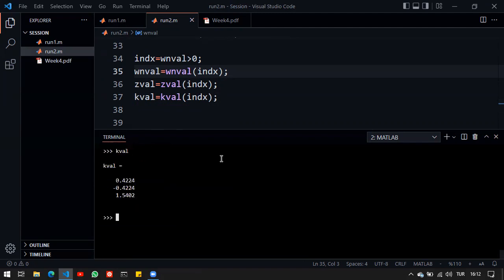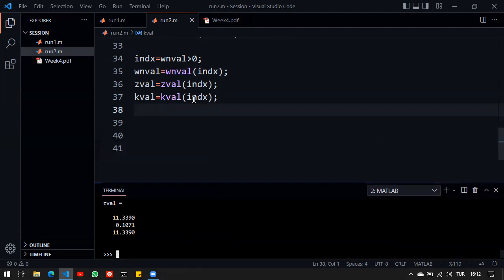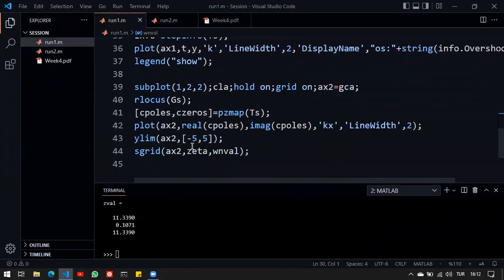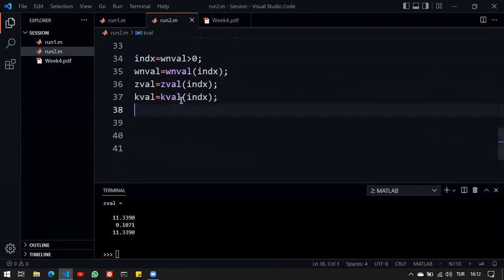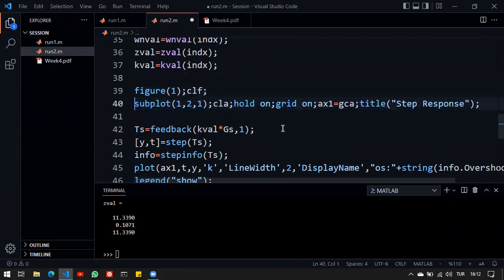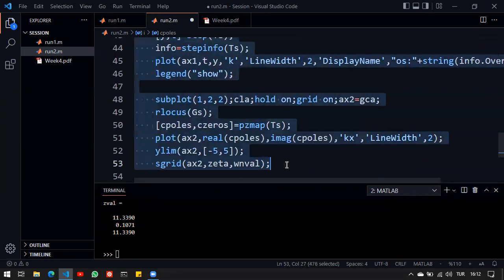So we have kval and zval. What we can do is choose one of the solutions and look at what it looks like. So let me take this part here and do the following. Let's not change it. For i equals 1 to the length of, for example, kval, I'm going to determine how many solutions there are.